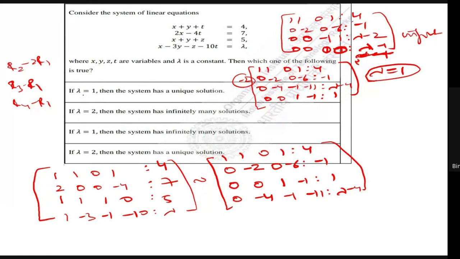Okay, then it says if lambda is 1, then it has a unique solution. This is wrong. If lambda equals 2, it will give no solution. This is also a wrong option. If lambda is 2, then it has a unique solution. That is also wrong. If lambda equals 1, the system has infinitely many solutions. This is the right option. The third option will be the correct option. Clear?